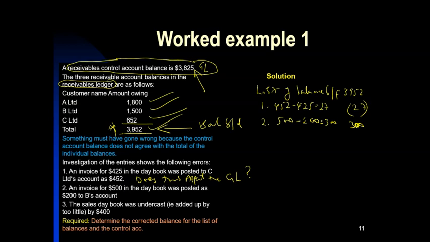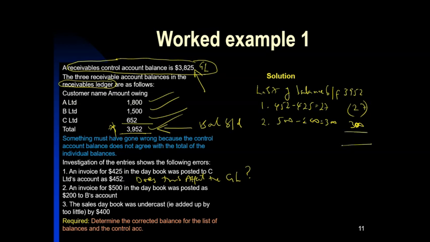All right, what about item 3? The sales daybook was undercast by $400. Now, when the sales daybook was undercast, this has an impact on the general ledger, because the general ledger takes the totals. So this one is a correction to the general ledger. So we just have to hang it on so far.